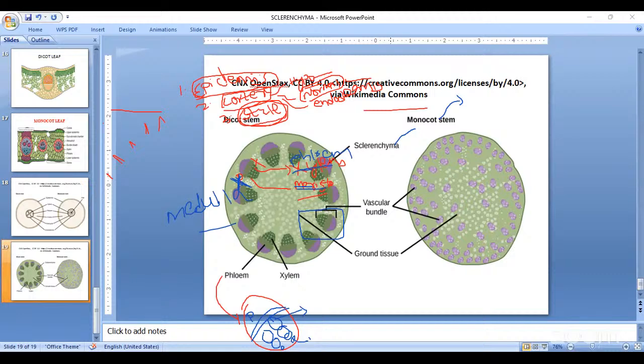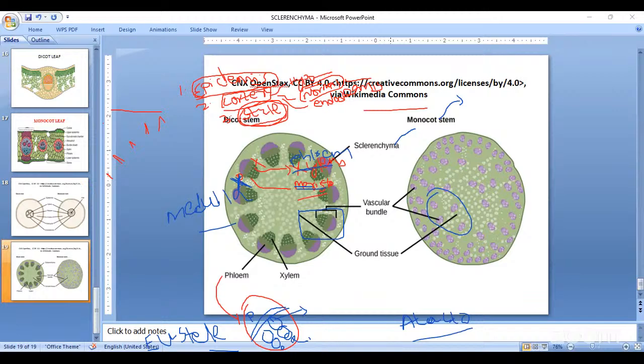and more crowded toward the periphery than the center. You can see in the diagram also, center almost nil, periphery more. So this type of stele is called atactostele. This is very important. The scattered stele is called atactostele. This round one is called eustele, and this is atactostele.